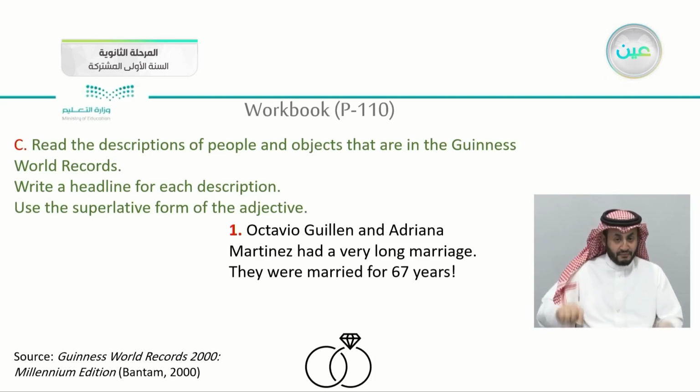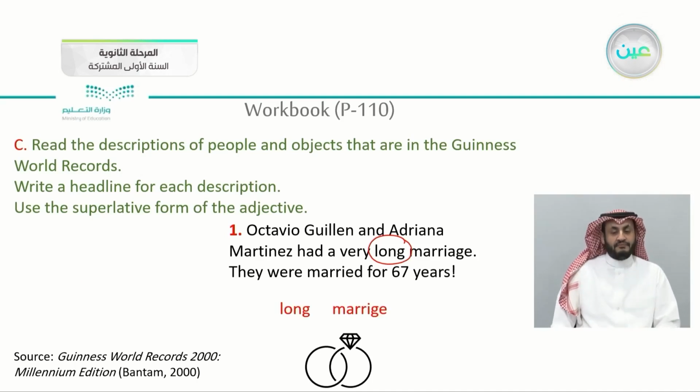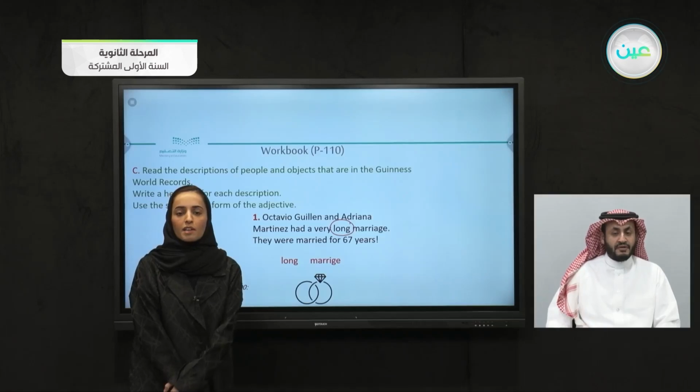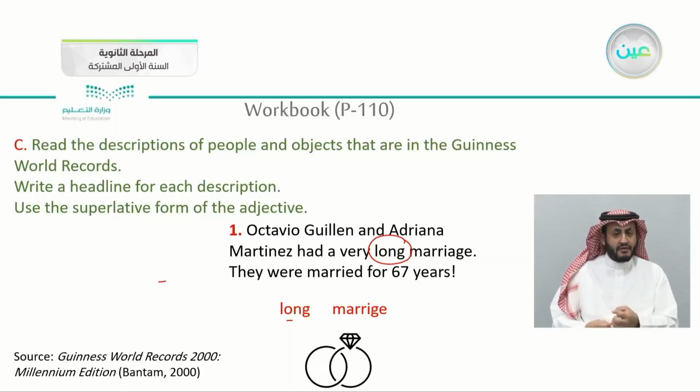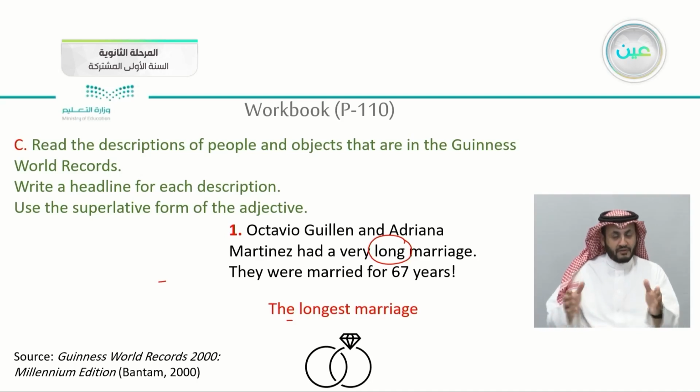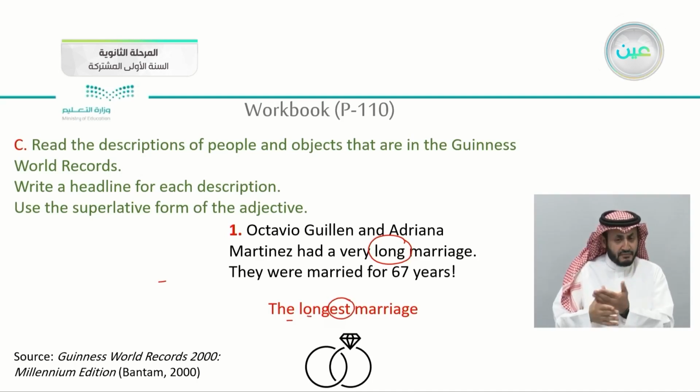So, Octavia Golan and Adriana Martinez had a very long marriage. They were married for 67 years. Which adjective can we use? Long. This is our adjective. So we can say that long and marriage. Nothing is longer than their marriage. So we will say short adjective, long. So we will say in here, the longest marriage. Notice we have just added the est because it is already a short adjective.